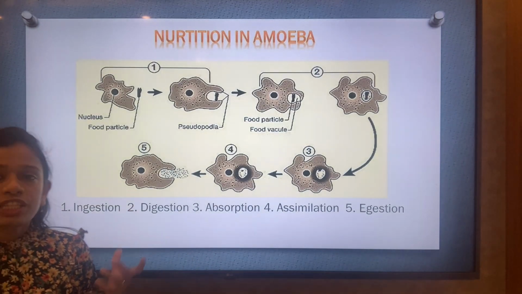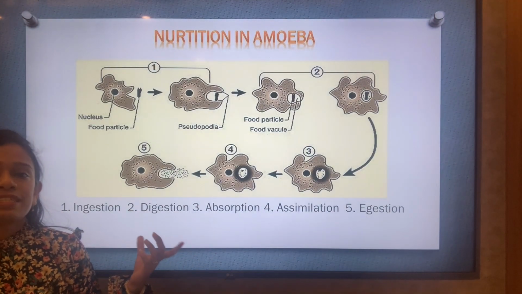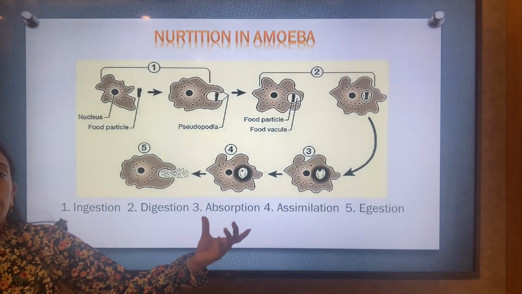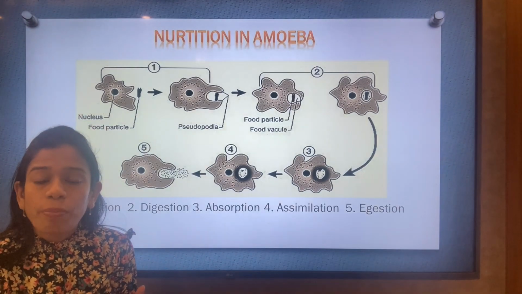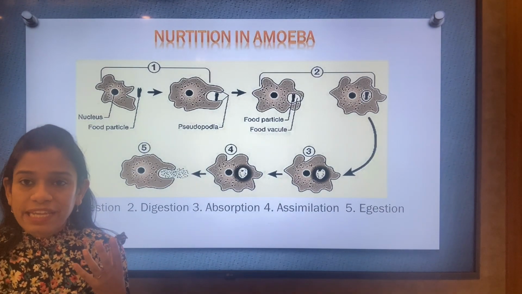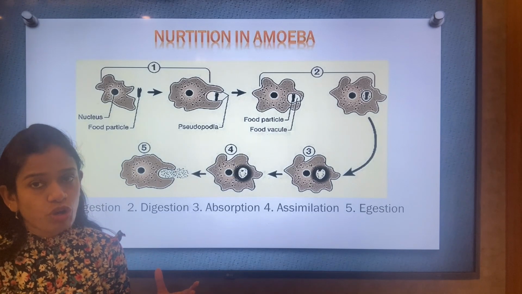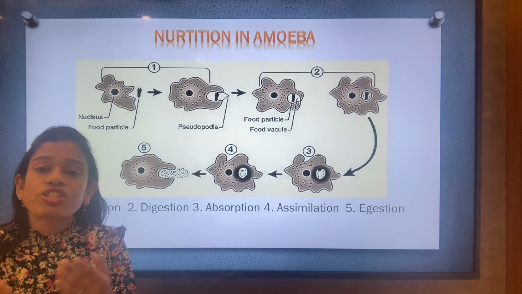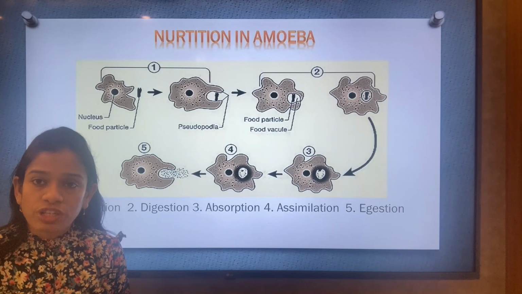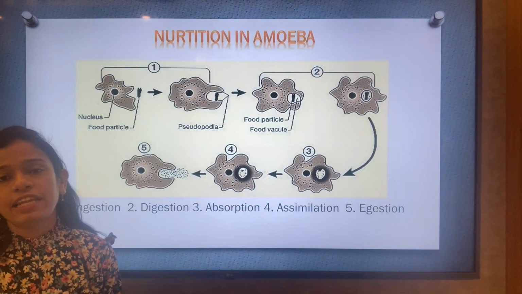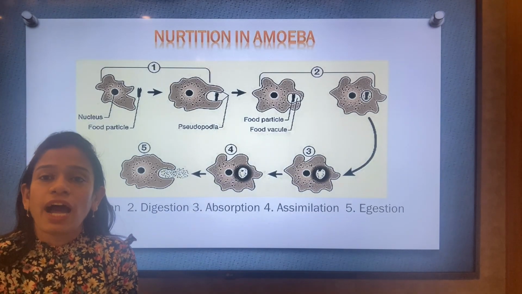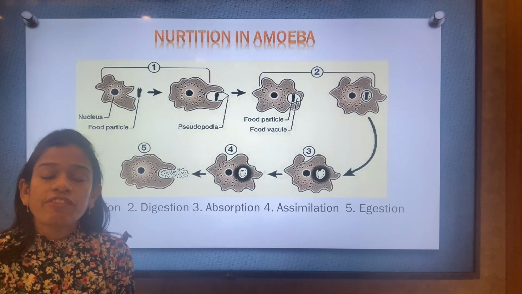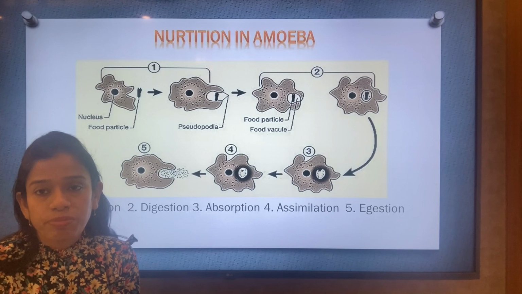First is ingestion, that is taking in of the food. Next is digestion, that is digesting the food that has been ingested. Third is absorption, that is absorbing the food that has been digested. And assimilation, that is distributing this digested food to different parts of the body. And finally egestion, that is giving out the undigested, unwanted food outside of the body. So even the same process is followed by human beings also.